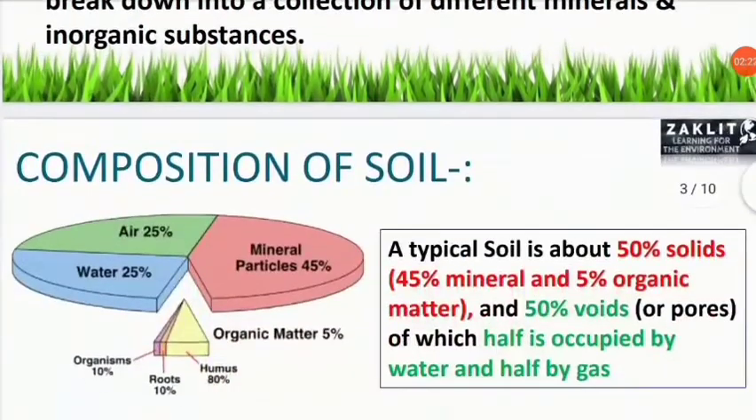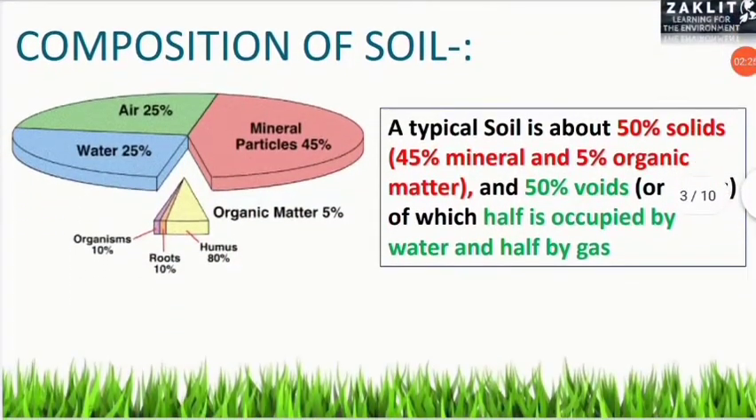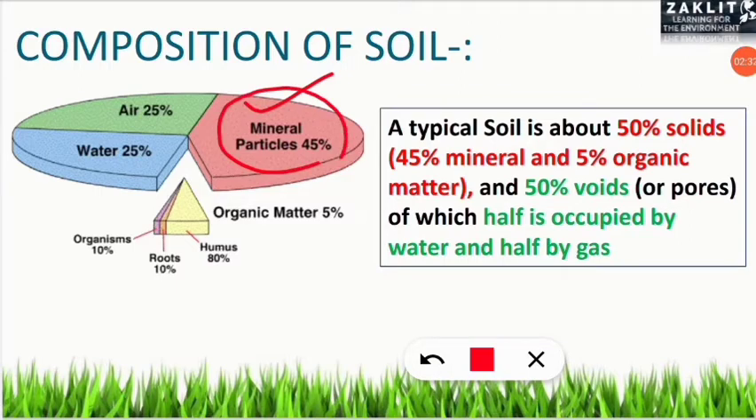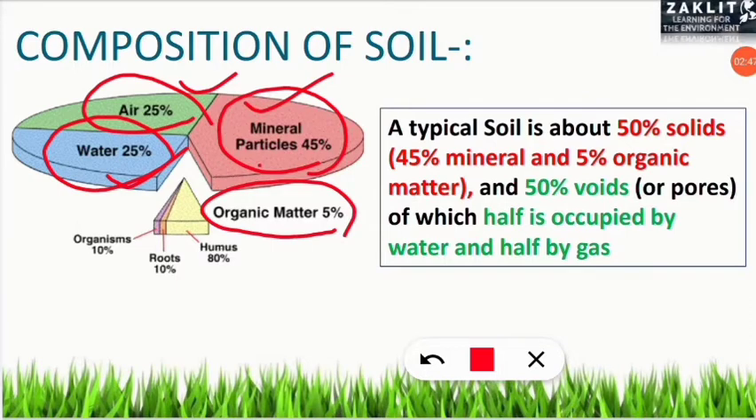Let's move to the next slide. Here we will know what the composition of soil is. तो soil किससे made up होता है? Soil का 45% mineral particles constitute करते हैं, 25% air, 25% water, and the rest, 45 plus 25 plus 25 is 95%, so the rest 5% constitutes the organic matter. ये organic matter को भी हम subdivide किए हैं, जिसमें humus 80% होता है, roots of plants 10%, and small living organisms constitute 10% of the total organic matter.